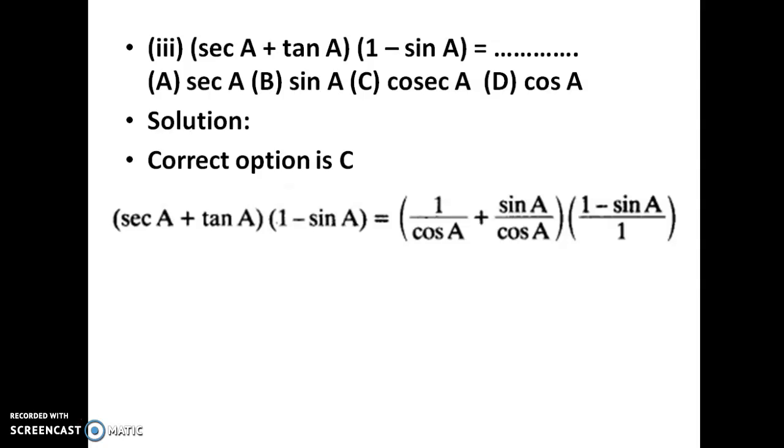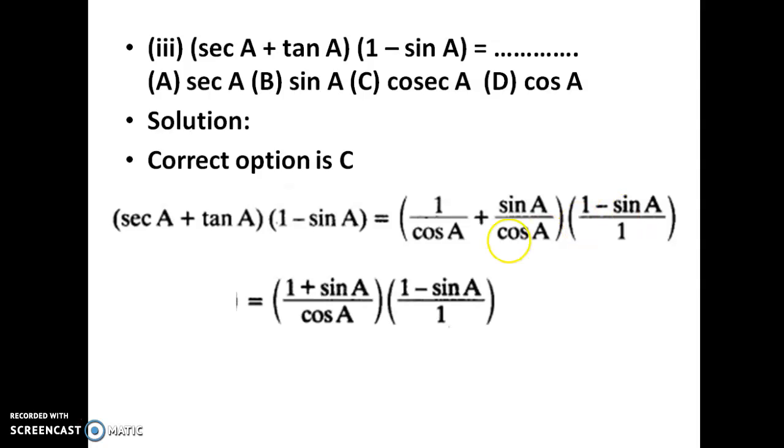Next we have to take the LCM. So here if you see, both are cos A, so you need not do anything. Put together. So LCM is cos A. So write the numerator together: 1 plus sin A. And here this is multiplication, so you need not take LCM for this side, because it is in multiplication. So no need to take LCM. Write it as such in the multiplication.